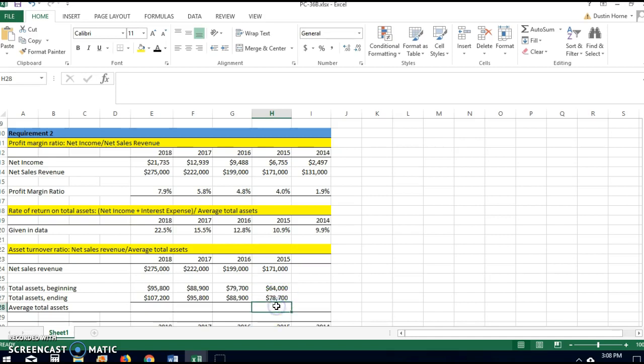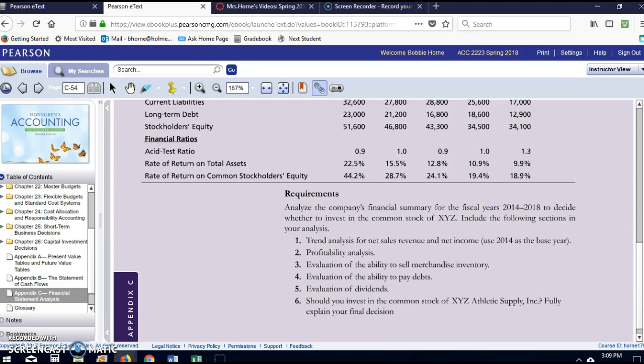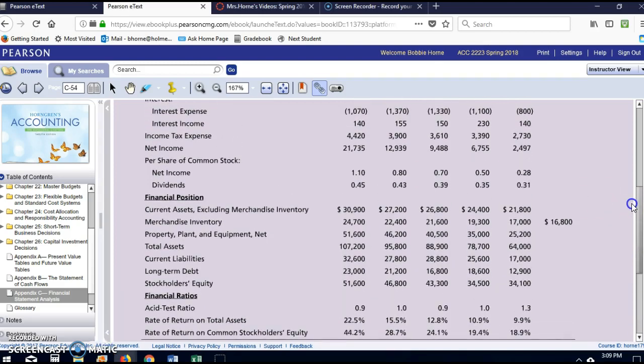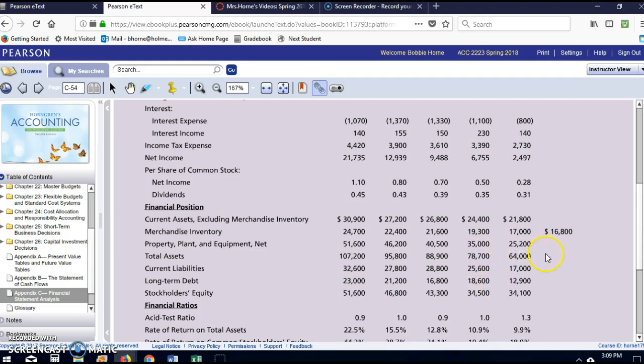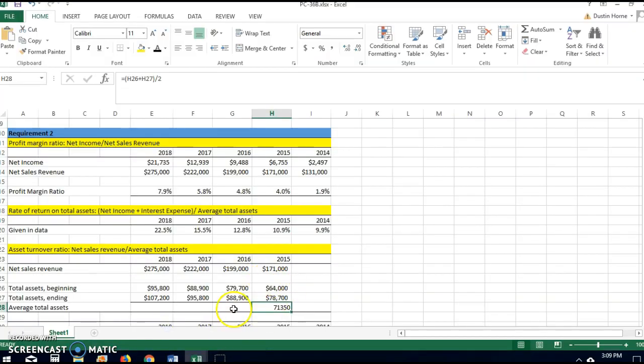So if we add these together, we want to get a sum of these two numbers, but then after we sum it, we want to divide it by 2. Basically add it up and divide by 2 and get us an average. So you end up with 71,350. Now I'm going to check over here and make sure that my numbers, let's see, 78,700 and 64,000. So I believe there's an error in my key, but we'll just keep moving from here.